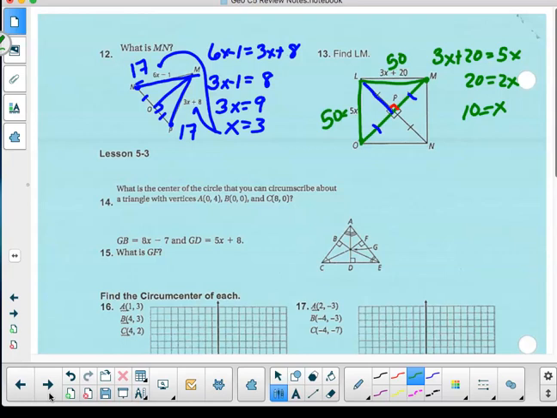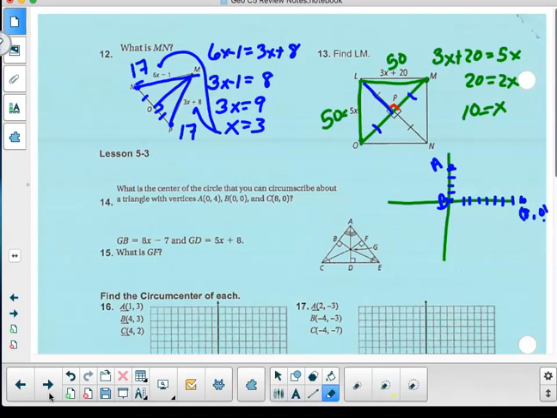Now in 14, what is the center of the circle that you can circumscribe about a triangle with vertices 0, 4, 0, 0, and 8, 0? Now, if I sketch this real quick, I go 0, 0, 0, 4, 1, 2, 3, 4, okay, that's my A. This is my B, and I go to 8, 0: 1, 2, 3, 4, 5, 6, 7, 8. That's my 8, 0. Okay, that's C. I meant to put in C.